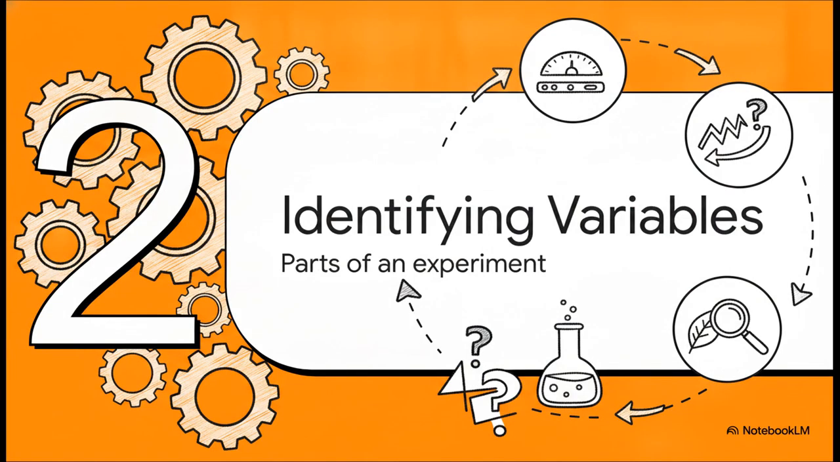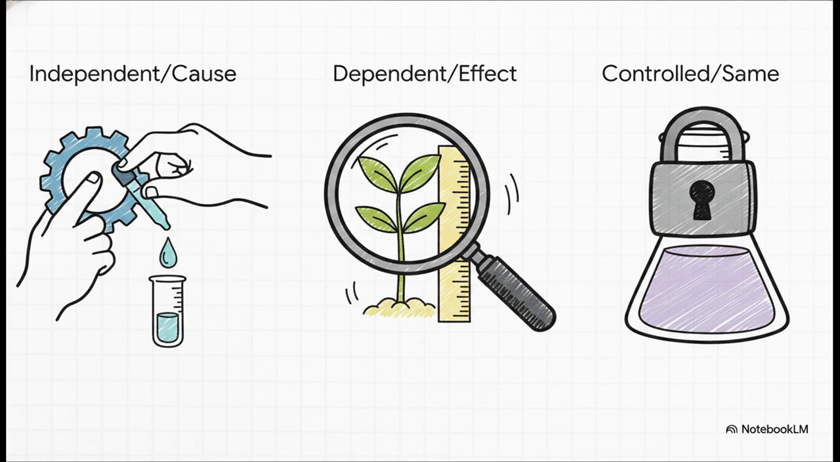Moving on to Section 2, identifying the three variables. Let's break down the moving parts of an experiment. To solve our sticky bottleneck, we can't just throw things at the wall randomly, right? We need to understand the specific elements we can control, the elements we deliberately change, and the elements we want to observe. In the scientific community, we call these moving parts variables. And distinguishing between them, that's the absolute secret to running a fair and accurate test.